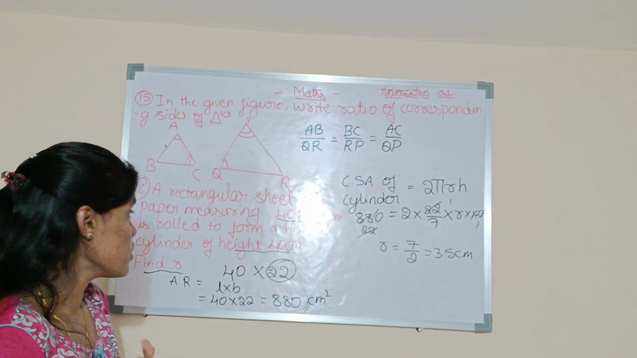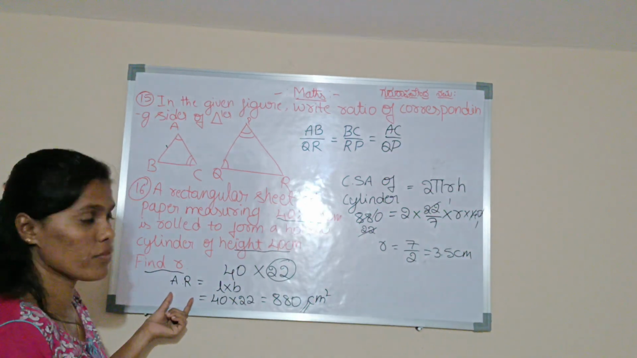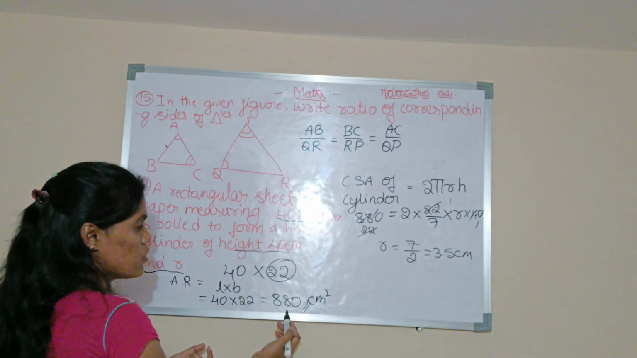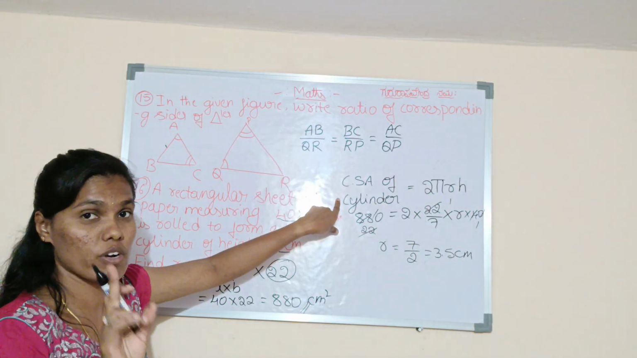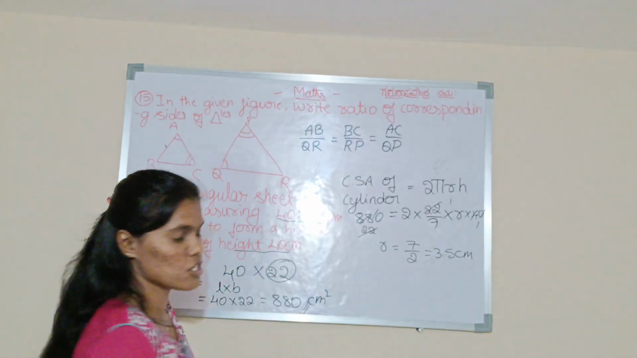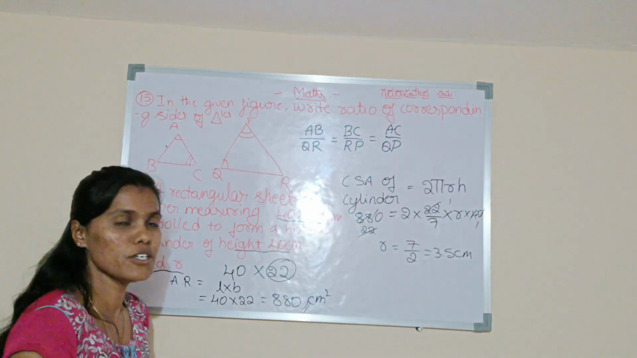Once again, remember: rectangular sheet, area of a rectangle is L into B, length into breadth, that is 40 into 22, 880. This is equal to the CSA of a cylinder. Don't forget that formula, 2 pi RH. Put in the values, then simplify. R value is equal to 7 by 2.